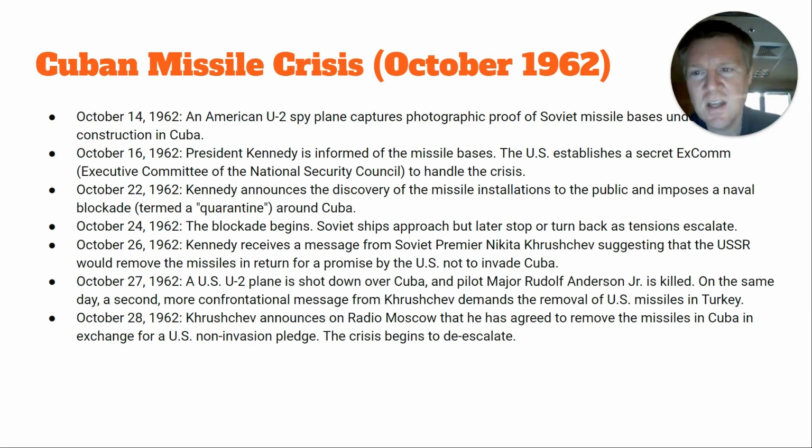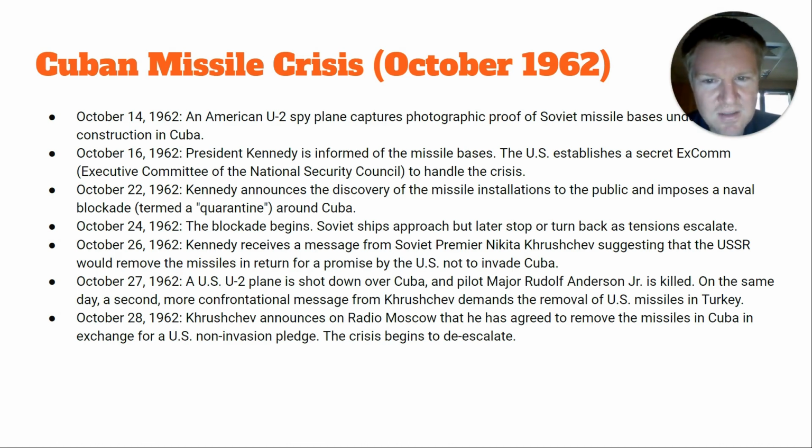And so 2 days later, October 26th, Kennedy receives a message from the Soviet leader, Nikita Khrushchev, saying that the USSR would remove missiles in return for a promise of the U.S. not to invade Cuba. Also at this time, the U.S. has missiles in Turkey, the country Turkey, that are pointed at Russia. So they have missiles pointed towards us. The U.S. has missiles pointed towards them.